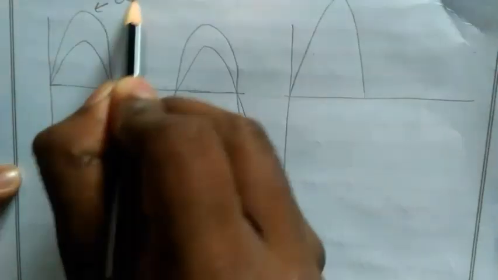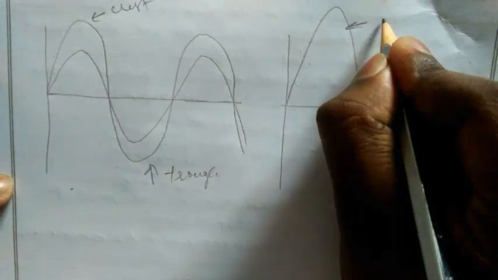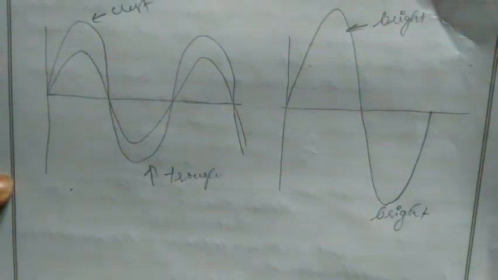For example, if the first value is 6, the next value is 4, the resultant will be 10. Here you see the troughs on both sides are the same, so again the resultant will be 10. So here we have a bright fringe.